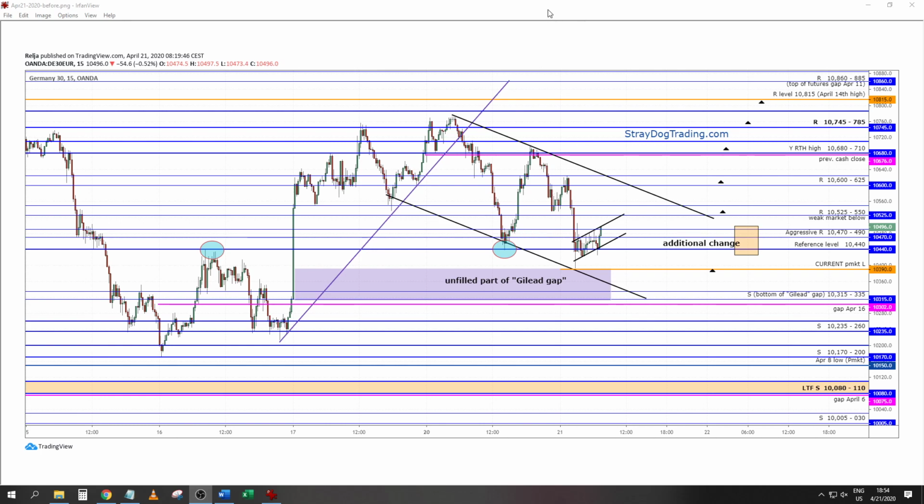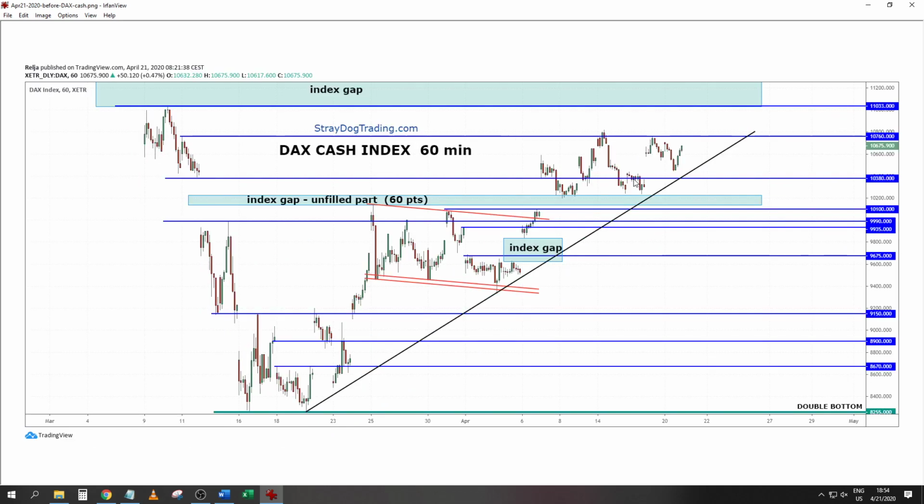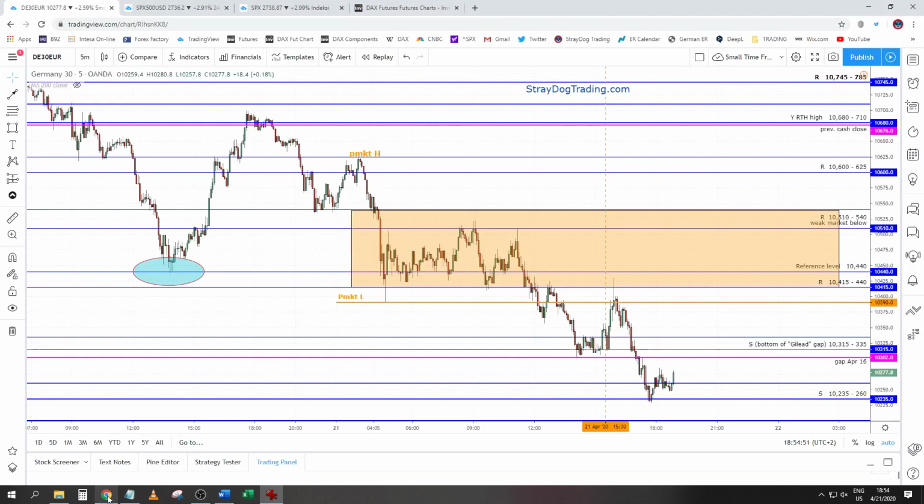With this chart we also got this one from the futures to observe the gaps on futures and also to observe this wedge. So this here was the unfilled part of that Gilead gap that we had a few days ago, and this was the DAX cash index chart, also to observe the same situation with this line and with the levels. Now let's go to the zones chart, and also we can see now.